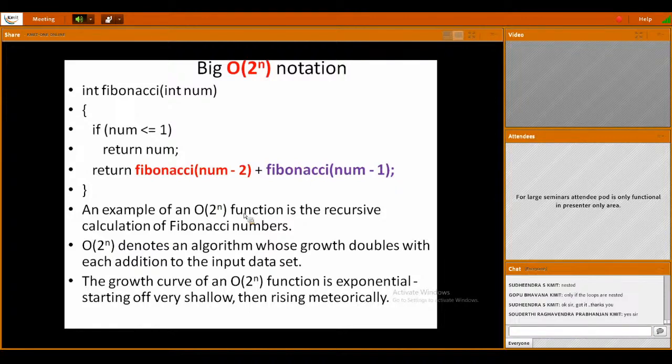Because there are two calls, a call here and a call here, every time the value of n increases by 1, this affects 2 to the power of n times. If n is 1, it is 2. If it is 2, it is 4. If it is 3, it is 8, in this fashion. So the growth curve of the 2 to the power of n function is exponential, starting off very slow, then rising meteorically. Students, are you okay?